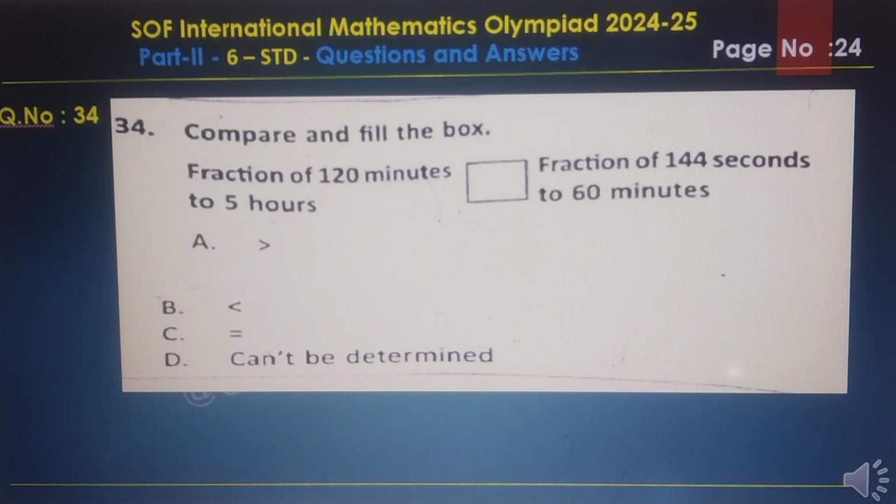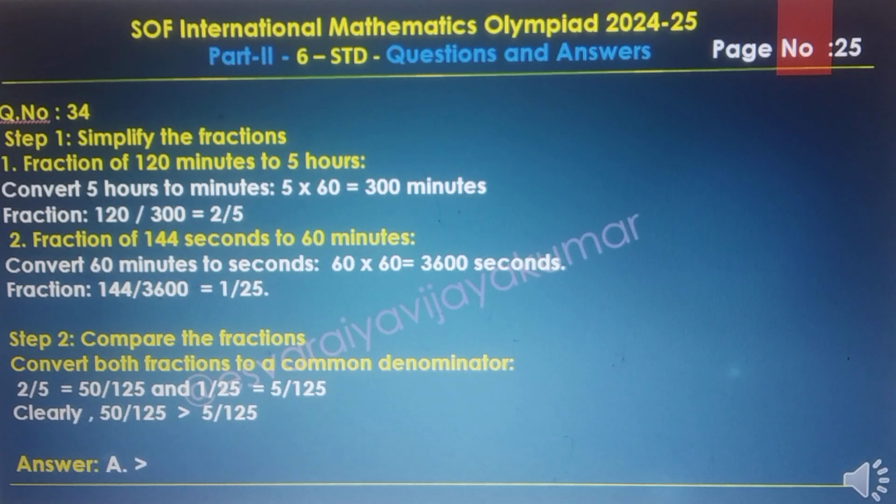Question number 34. Compare and fill the box: the fraction of 120 minutes to 5 hours and the fraction of 144 seconds to 60 minutes. The options A, B, C, D are mentioned here. Based on the calculations, we get step 1, simplifying the fractions.